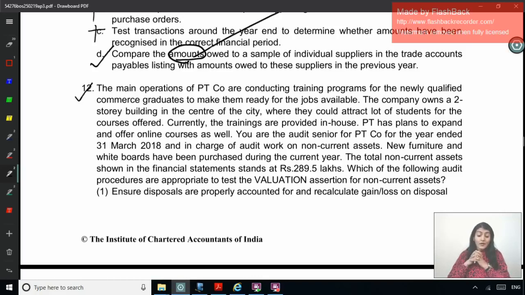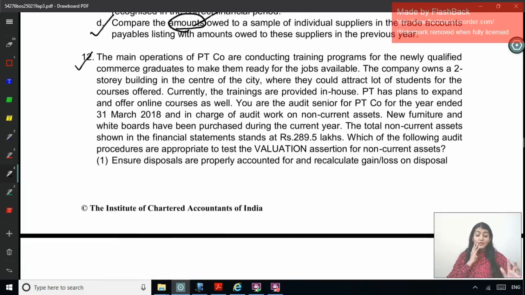Okay, you are the audit senior for PT company for the year ended 2018 and in charge of audit work on non-current assets. Now, where from training they've come to non-current assets? New furniture and whiteboards have been purchased during the current year. The total non-current assets shown in the financial statement stands at Rs. 289.5 lakh. Which of the following audit procedures are appropriate to test the valuation assertion for non-current assets? Right, so valuation of non-current assets.